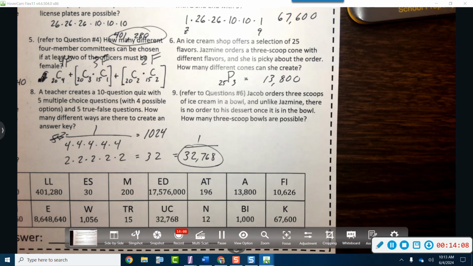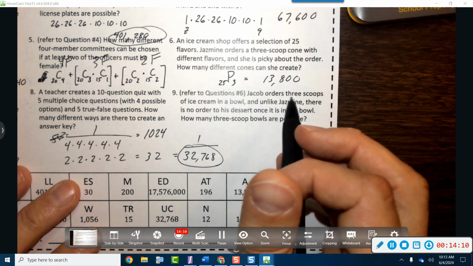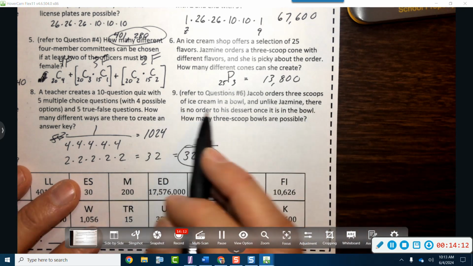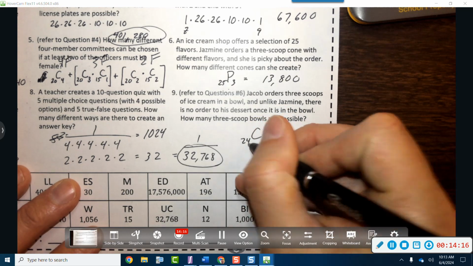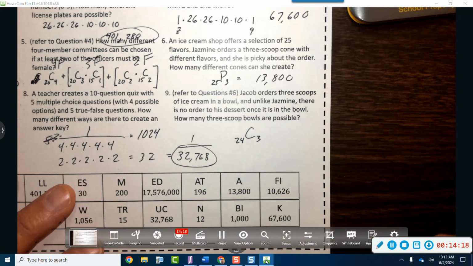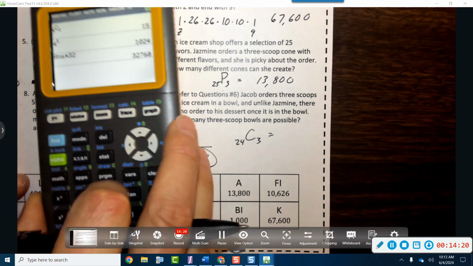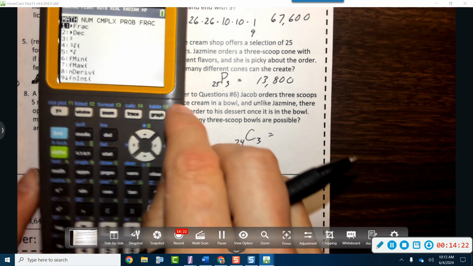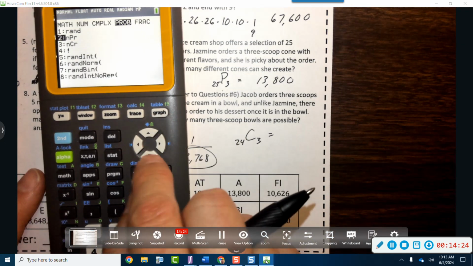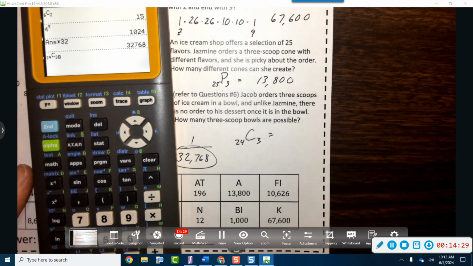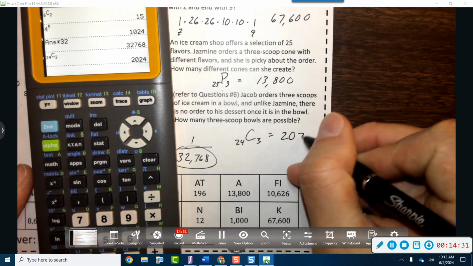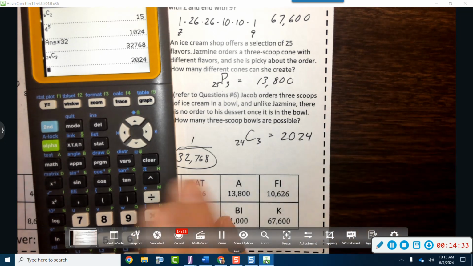Okay. All right. Now, this guy is Jacob orders 3 scoops of ice cream, and unlike Jasmine, there's no order to the dessert. So how many can he get? So that is an easy one. That all of a sudden just changed to a combo. All right, so let's see how many ways you can choose that, and you probably know already through the process of elimination. If you got 24, we're going to choose 3, and that is 2024.